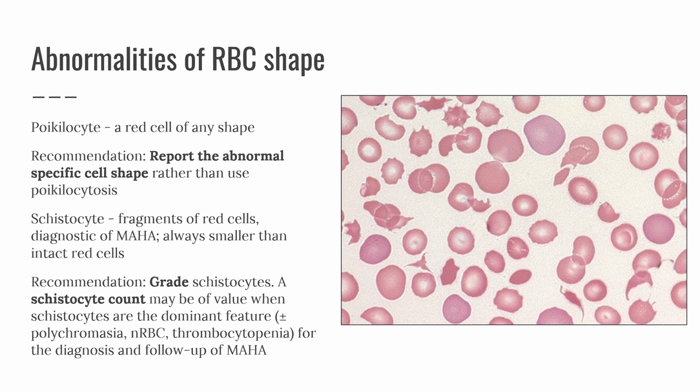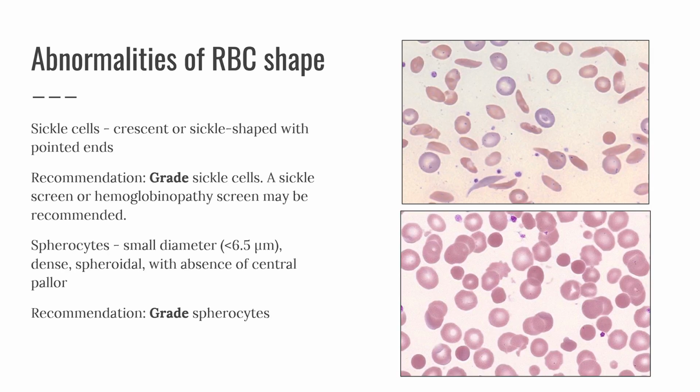Schistocytes, as seen in the figure, are fragments of red cells, and these are diagnostic of MAHA. They are always smaller than intact red cells, and they are produced, as mentioned, by intrinsic mechanical damage within the circulation. The recommendation is to grade schistocytes, and as we saw in the table earlier, instead of a 2-tiered grading system, it has a 3-tiered grading system. Sickle cells are crescent or sickle shaped with pointed ends, and the recommendation is to grade the sickle cells.